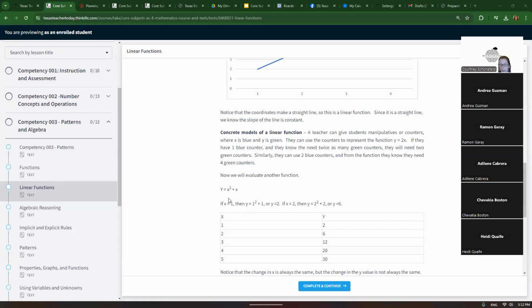So if x is 1, then y equals 1 squared plus 1. All we're doing is plugging in the x there. Or y equals 2, right? So x is 1, y is 2. If x equals 2, then y equals 2 squared plus 2, right? So that would be 4 plus 2, or 6, right? And then 3, we would do the same thing. If x is 3, we would do 3 squared plus 3. So 3 squared would be 9 plus 3 is 12, right? So that's how we would graph that, and you keep going.